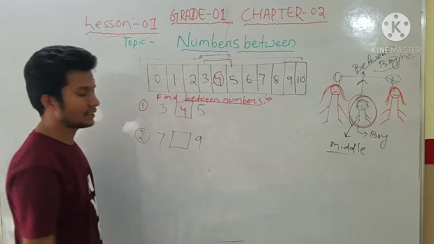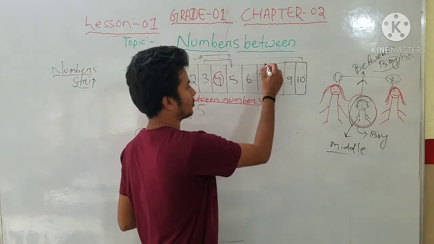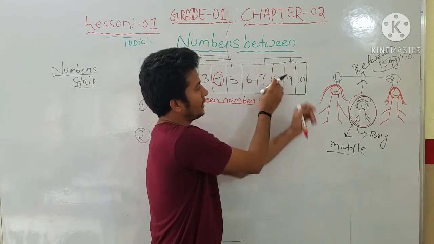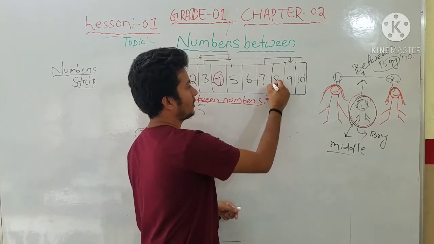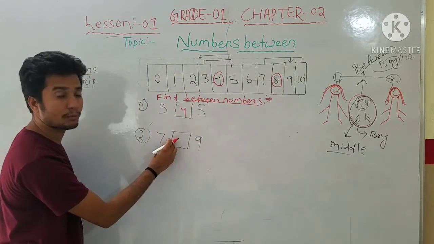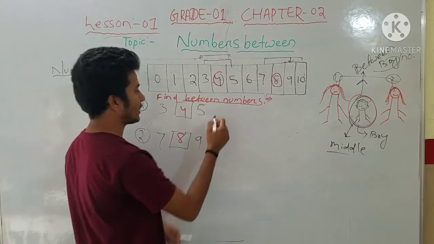7 and 9. 7 and 9, who is sitting? Students, look very carefully. 7 and 9, who is there? 8 is there. Okay? 7 and 9, who is the between number? 8. So these are the between numbers. Another example, students.